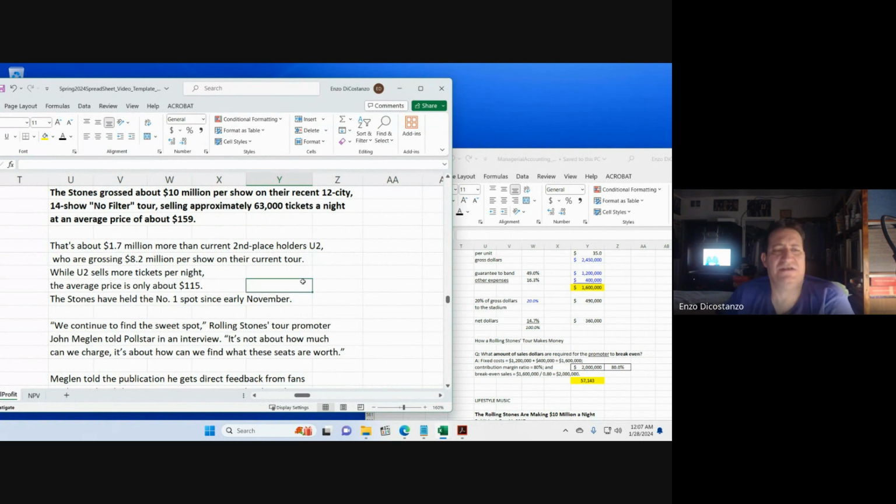So they were grossing, it says 7.1 current grossing. So yes, U2 is bringing in 8 million, the Rolling Stones about 10. And while U2 sells more tickets per night, the average ticket's only $115, and the Rolling Stones charge a little more. But folks, let me tell you, when the Rolling Stones came back to life in '89, and then '94, and then '97, '98, you'd probably be hard pressed to get a ticket to go see them.